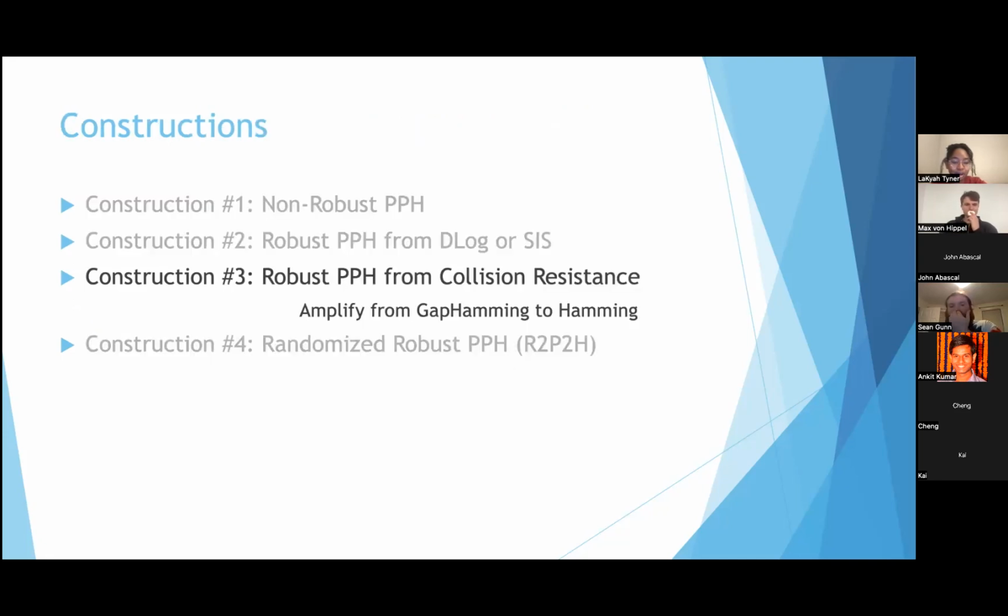So I'll get into our second robust property preserving hash, which is based solely on standard collision resistance. We're utilizing the construction from one of the prior works, which is for gap Hamming. And we're using that gap Hamming construction along with syndrome decoding to produce an exact Hamming construction.